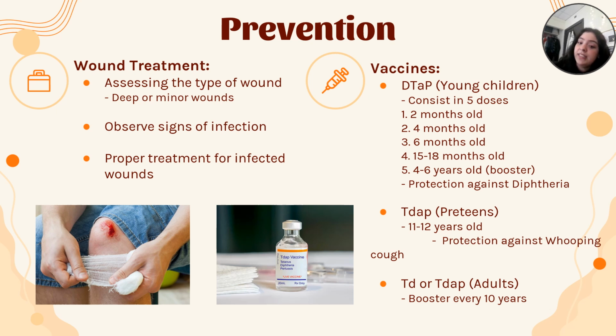The second one is Tdap, which is given to preteens that are 11 through 12 years old, and it provides protection against whooping cough. The last one, which is the booster, is Td or Tdap, and is given to adults every 10 years.